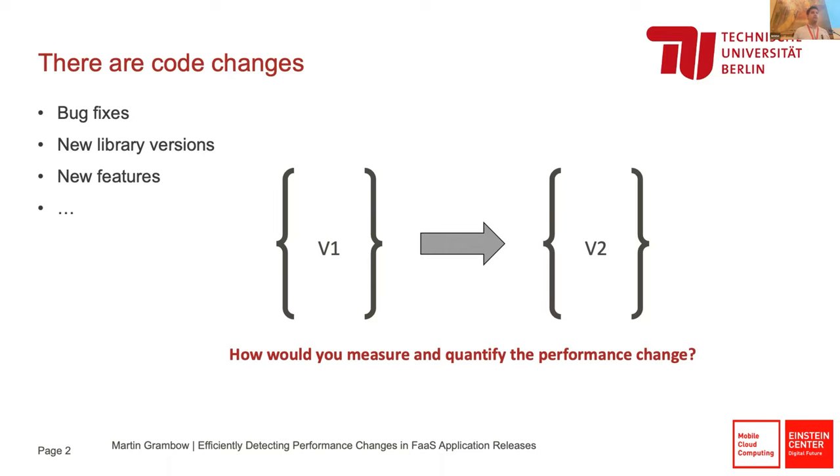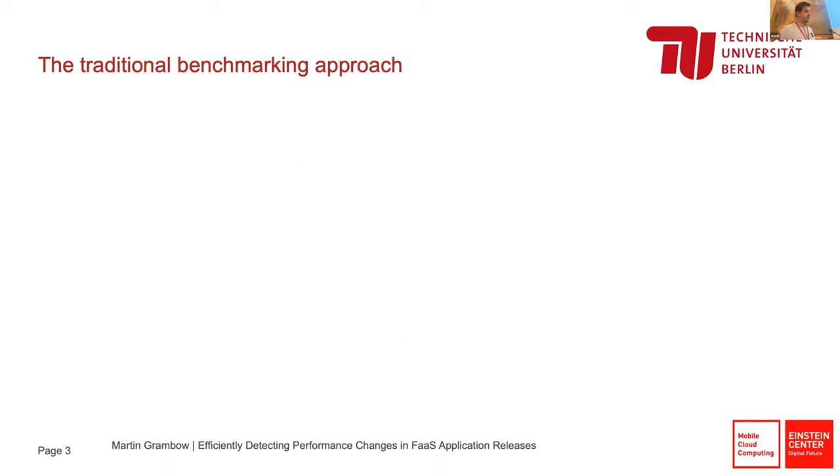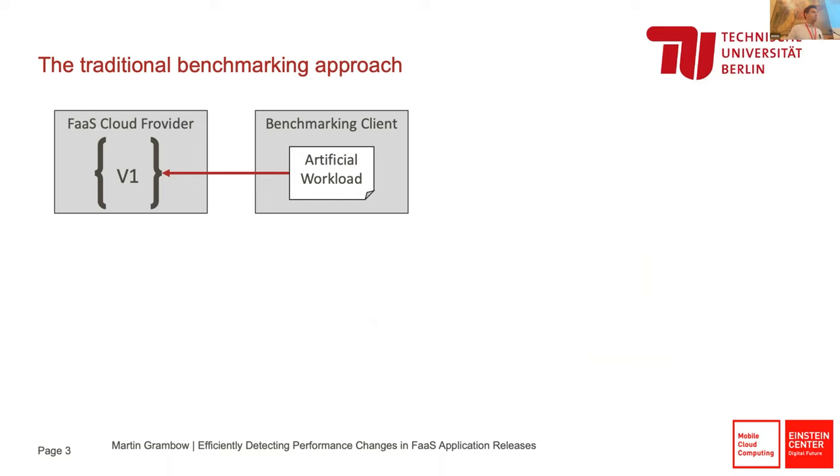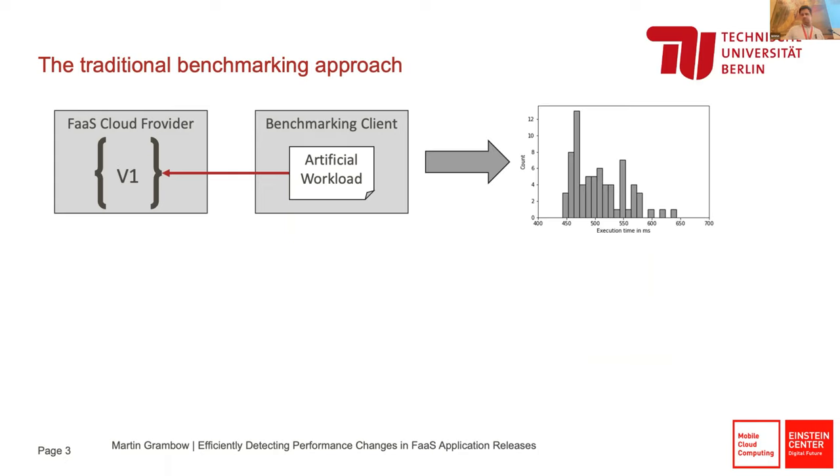And many of you would now instantly resort to the traditional benchmarking approach. And you would deploy the first version of your function to some kind of cloud provider. Then you would run some artificial benchmark, some artificial workload, and call the function several times. And then you end up with these measurements, execution time measurements between 400 and 600 milliseconds. And that's because of the random fluctuations. So from the client perspective, it's random fluctuations.